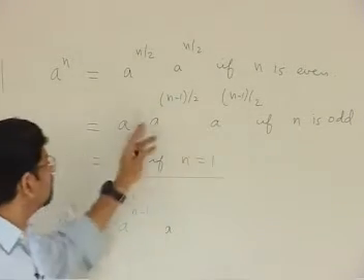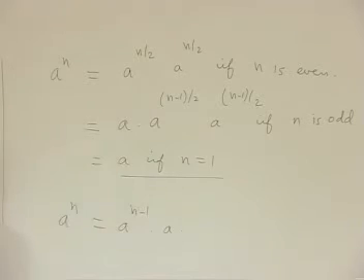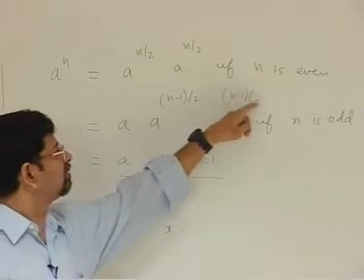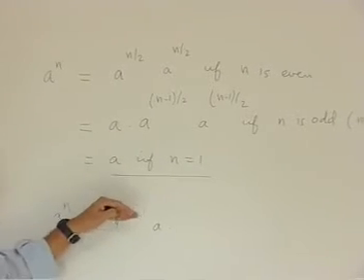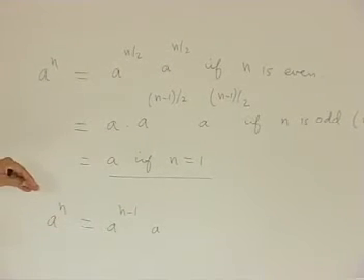Because when n is odd, you take 1 away, that makes n minus 1 even. If n minus 1 is even, n minus 1 by 2 makes sense. Therefore, you can write like this. From this recursive formulation, when you try to go bottom up, you get an incremental design, and that incremental solution takes only a logarithmic number of steps. Okay?